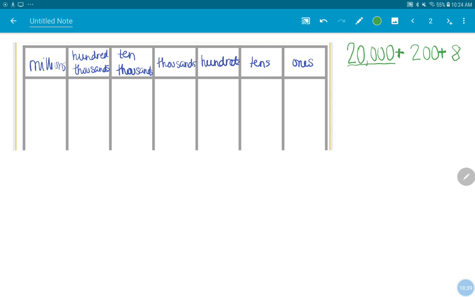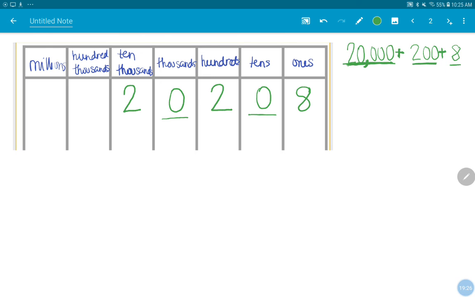Where would I put 20,000 on the place value chart? How can I represent that? 10,000s. How many 10,000s do I have? Two 10,000s. Two 10,000s have a value of 20,000. Where am I going to put 200 on my place value chart, Dylan? I'm going to put a 2 in the hundreds place value. And where do I put the 8, Brayley? In the ones. What do I do with these place values that are in between but don't have a value there? What do I put to hold that place? Zeros.